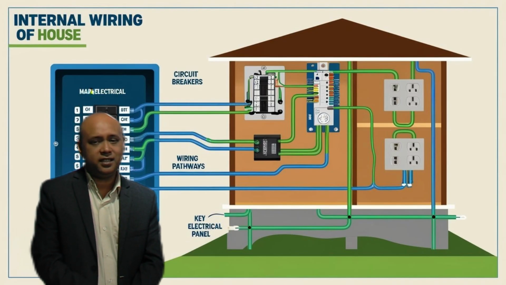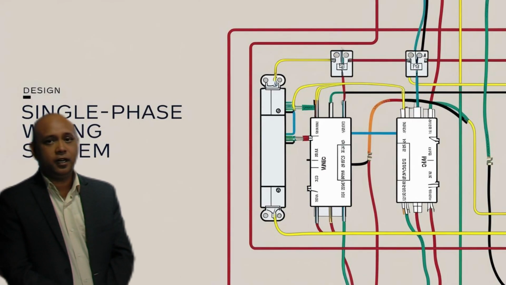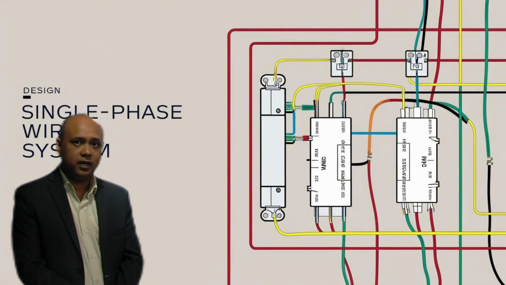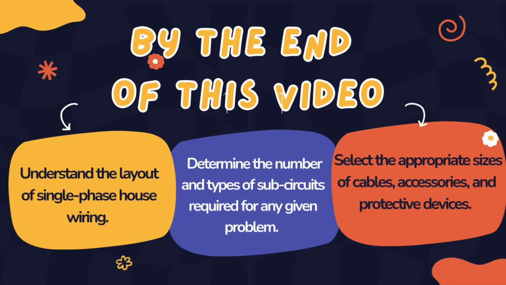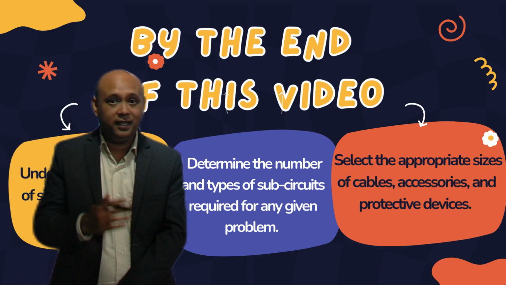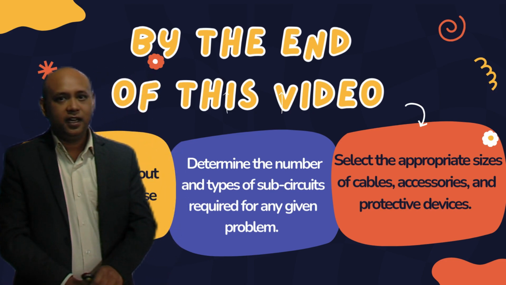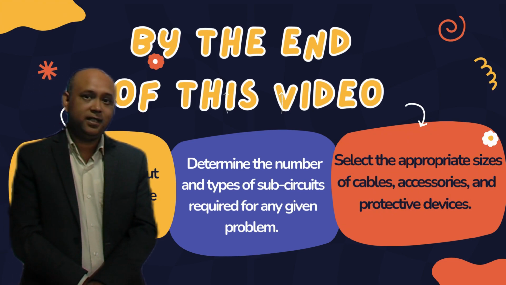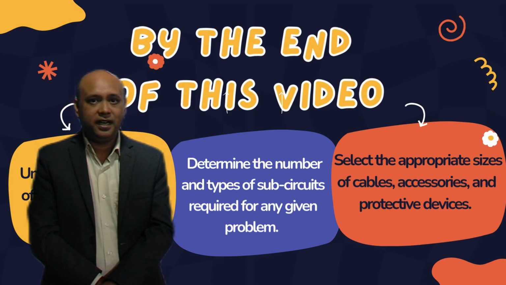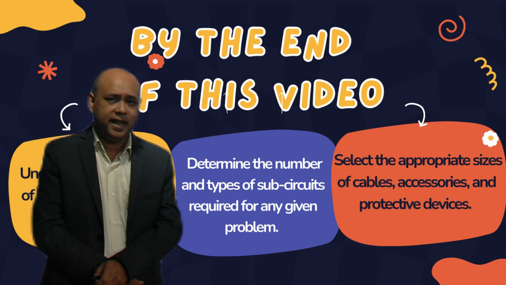Okay, now in this lecture, we will focus on the internal wiring of a house. We will cover various design aspects of single phase installation. So by the end of this lecture, you should be able to understand the layout of single phase house wiring. Then you should be able to determine the number and types of sub-circuits required for any given problem. And finally, you should be able to select the appropriate sizes of cables, accessories and protective devices. With these objectives in mind, let us begin this lecture.